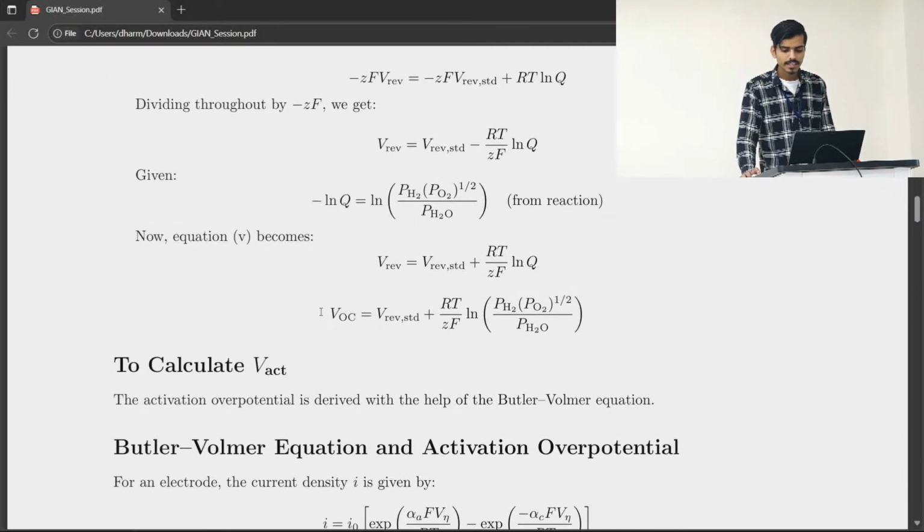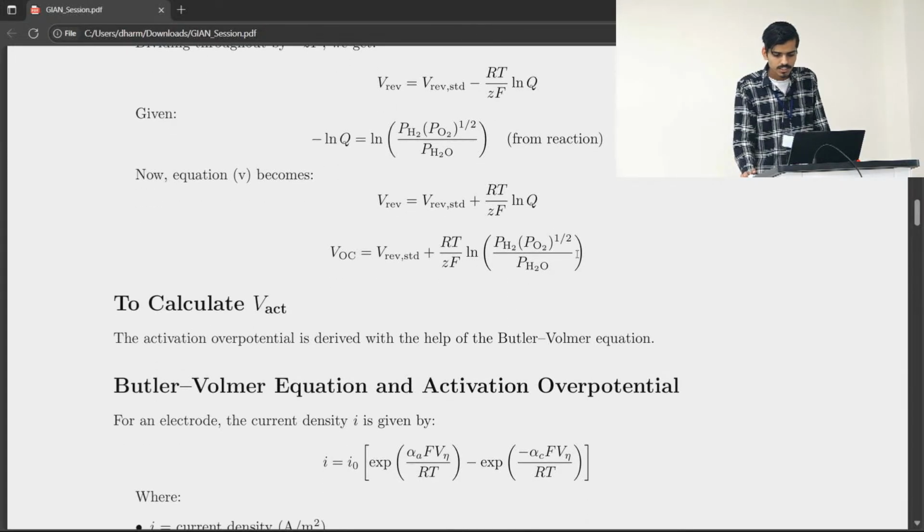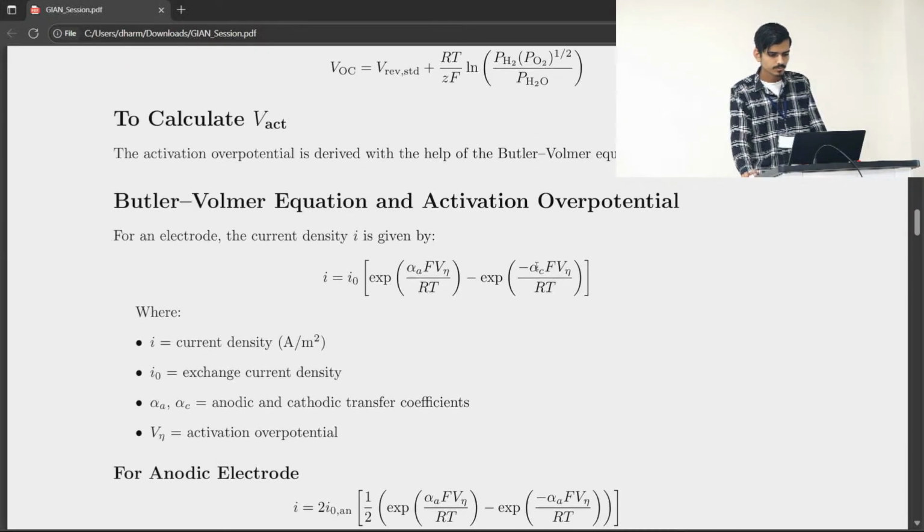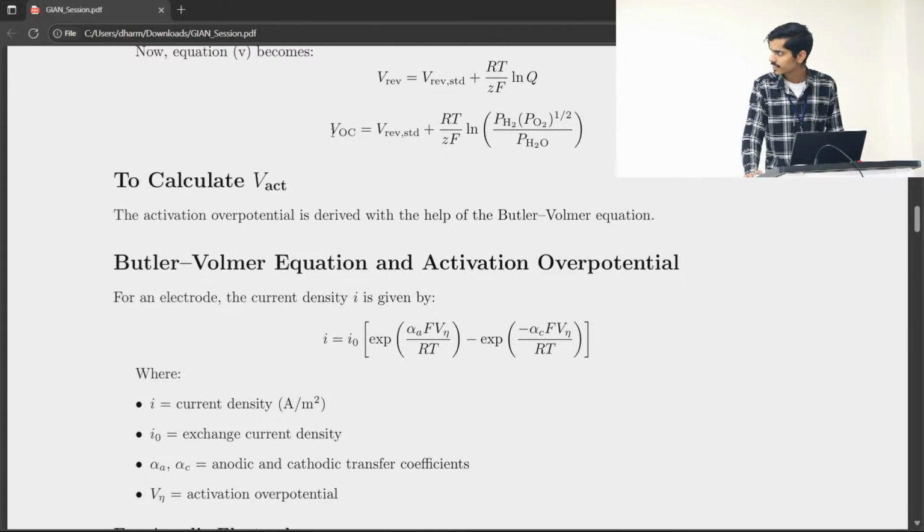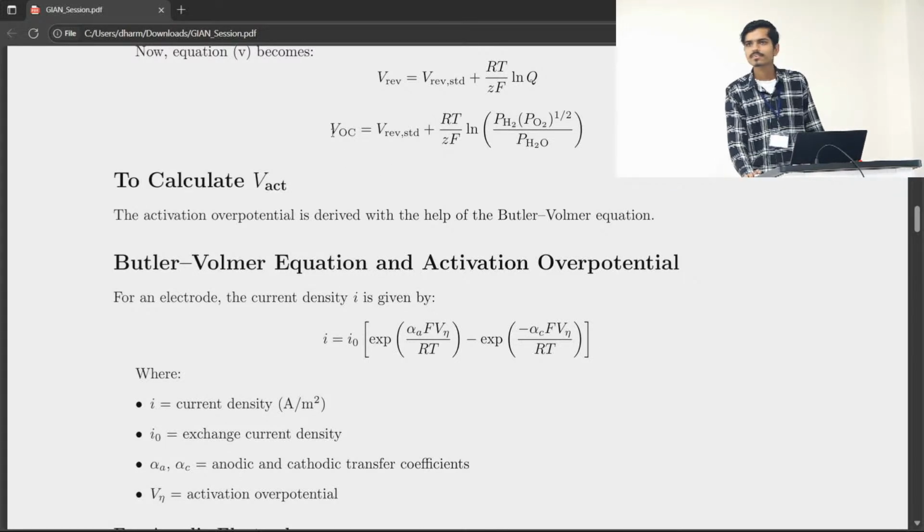When we further modify this equation, we get V open circuit or V reversible equal to V reversible standard plus RT by ZF ln reaction quotient. Here the reaction quotient is determined by this formula, because we have the partial pressure of hydrogen and the partial pressure of O2 raised to power 1 by 2, because in the reaction we have half the number of oxygen molecules compared to hydrogen and water. That's why the 1/2 term is there. This pH2O represents the partial pressure of water vapor. By this equation we can calculate the reversible voltage, which we use in our electrochemical model.